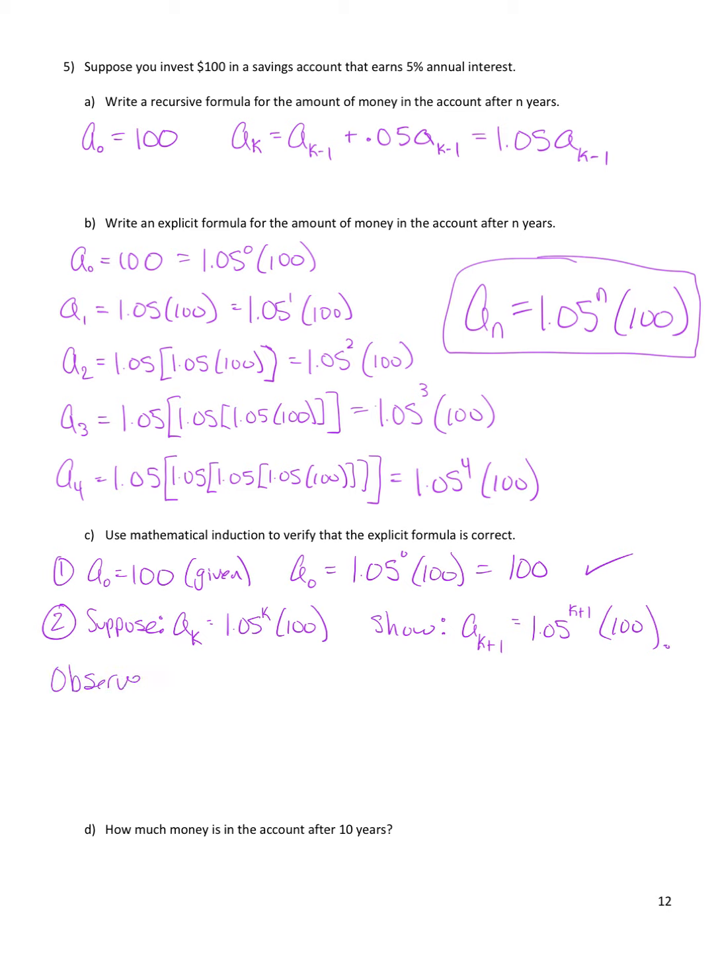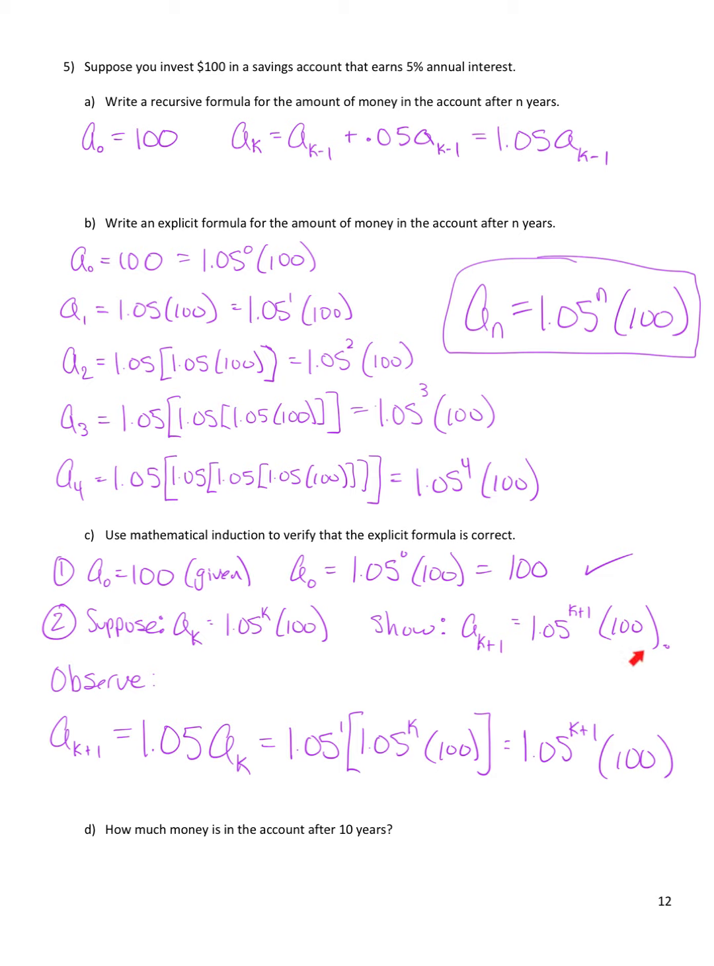So I want to observe that A sub K plus 1 recursively, I defined any year, the amount I have in the account at any given year is the year before times 1.05. So A sub K plus 1 would be 1.05 times the year before, which is A sub K. And then A sub K, I am supposing, is 1.05 to the K times 100. So this is 1.05 times 1.05 to the K times 100. And then 1.05 to the first times 1.05 to the K is 1.05 to the K plus 1 times 100, which is precisely what I was trying to show, that A sub K plus 1 equals this.